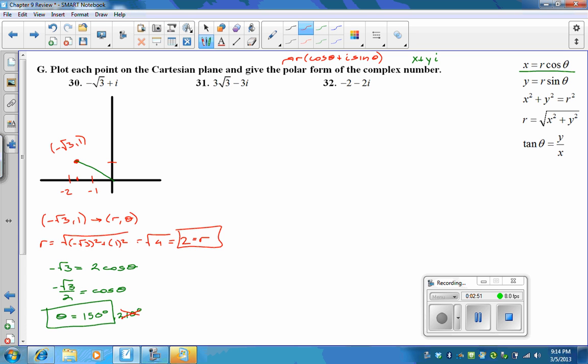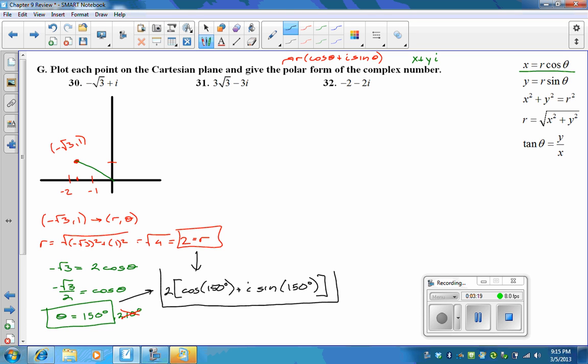Once you have r and theta, you simply take both of those things and rewrite the number as r times the cosine of theta plus i times the sine of theta. There you go, 150 degrees. So there is the polar form. You find r and theta the same way we did way back at the beginning of the review, and then you throw it into this little formula for the polar form of a complex number.